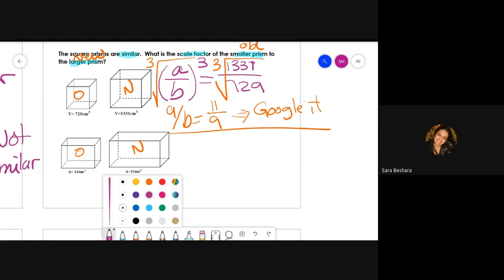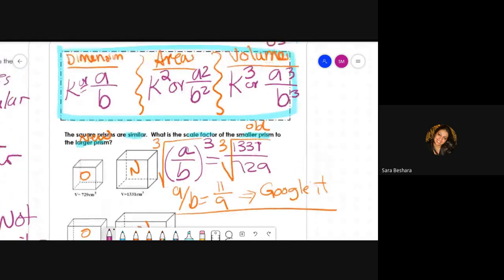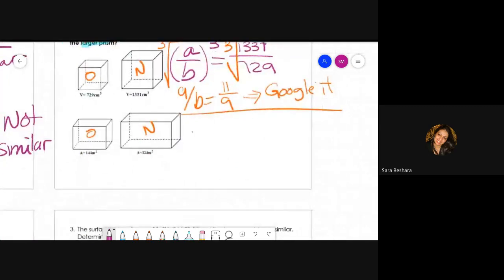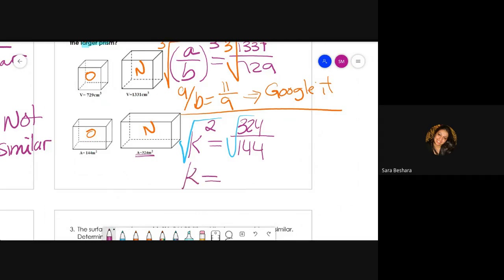All right, now let's try one with an area, okay? It's the same process, but remember for areas, A over B is squared. I'm going to use K here. K squared is equal to new over old. New is 324. Old is 144. Okay, and again, to find k alone, I must take the square root here, since they're both squared. In the volume, we took the cube root. So k is the square root of 324 over 144, which was 18 over 12. We can simplify the 18 over 12 by 6, and that will give us 3 over 2 as a scale factor.